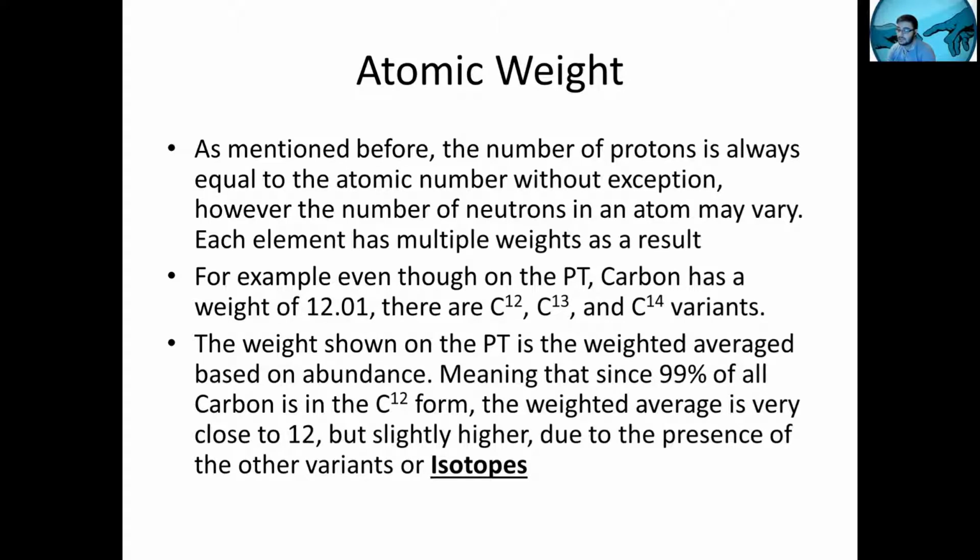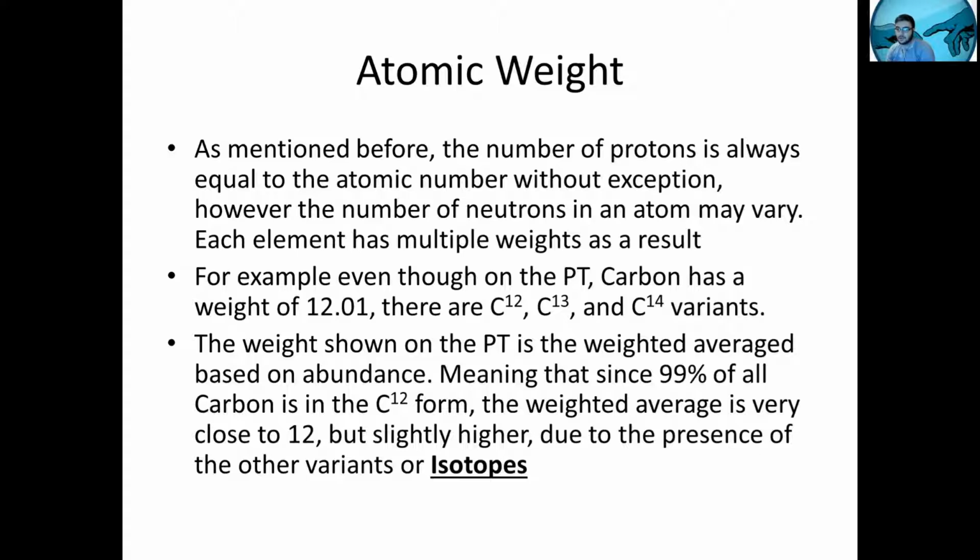So since 99% of all the carbon is in the C12 form, the weighted average is very close to 12. But because the 13 and 14 variants do exist, it's slightly higher than 12 because of the average, okay? And these variants, the C12, C13, C14, are called isotopes of each other. An isotope is essentially just the same atom, carbon, but with different amounts of neutrons and different atomic weights as a result. So C12, C13, C14.